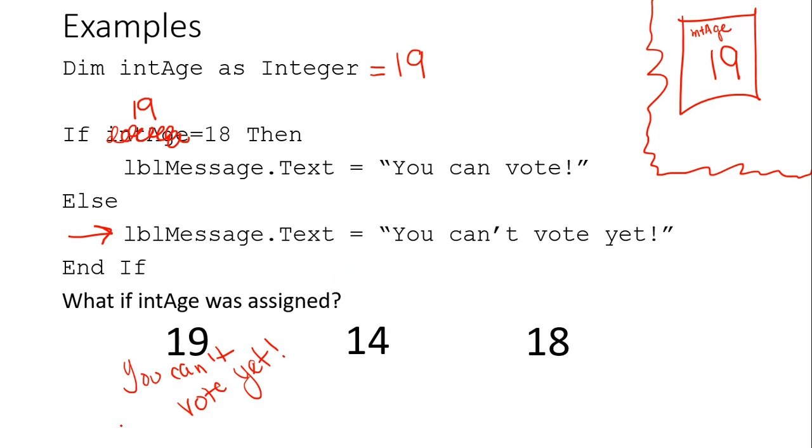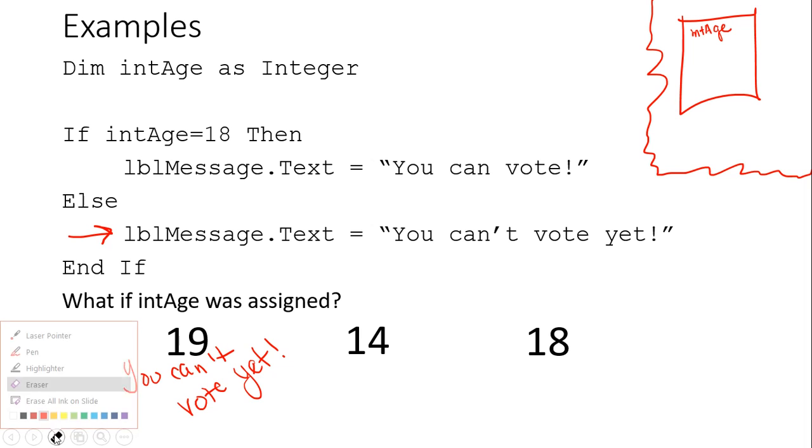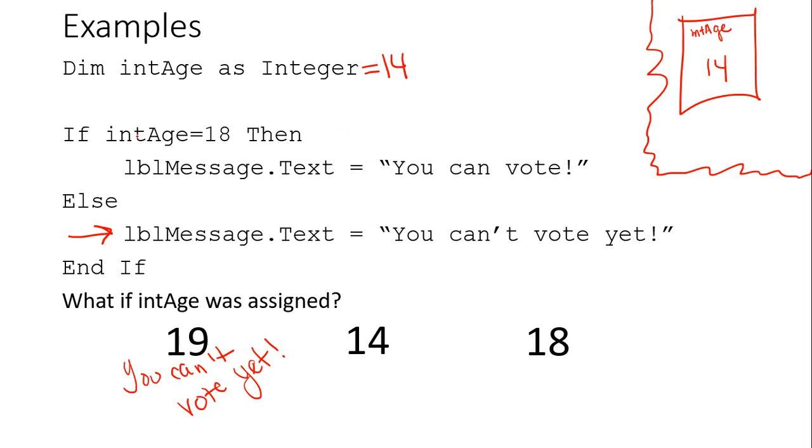So let's check with 14. Again, I'm going to do some erasing here. Okay, so 14 right here, and we're going to make int age equal to 14. Is 14, because that's int age, equal to 18? Is that true? Definitely not, right? 14 is not equal to 18. So again, that's a false statement, which means I will show you can't vote yet. Okay, so that would show up for that one.